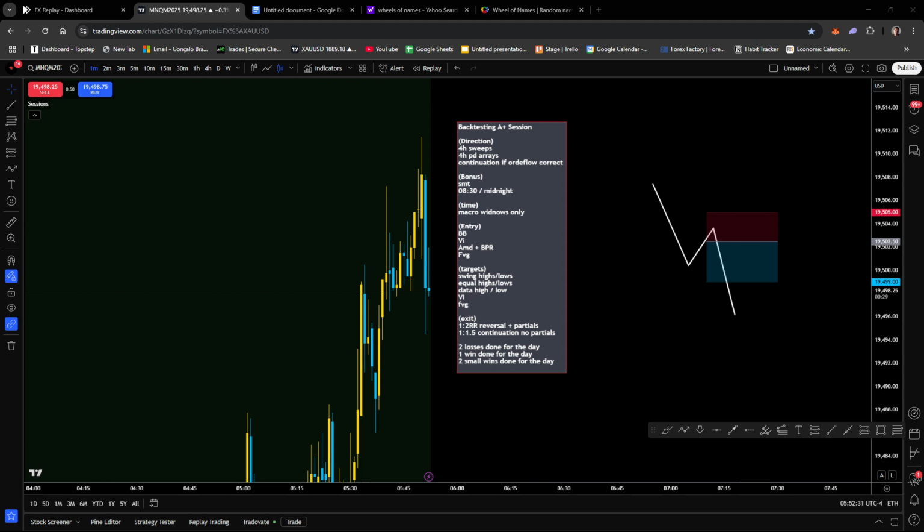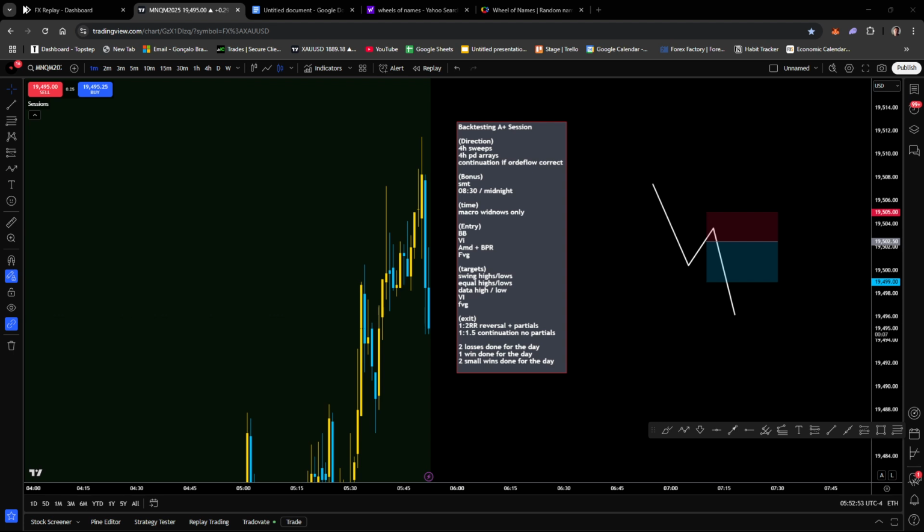For the directional bias, we're going to be using the previous 4-hour candles' lows and highs. If we sweep the high, we're going to look to sell. If we sweep the low, we're going to look to buy. So it's reversal trading. Now, we also mark out the closest bearish and bullish period arrays, which are fair value gaps and inversions, whichever one is closest.